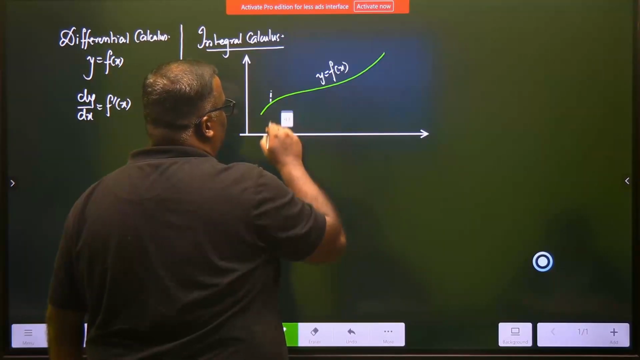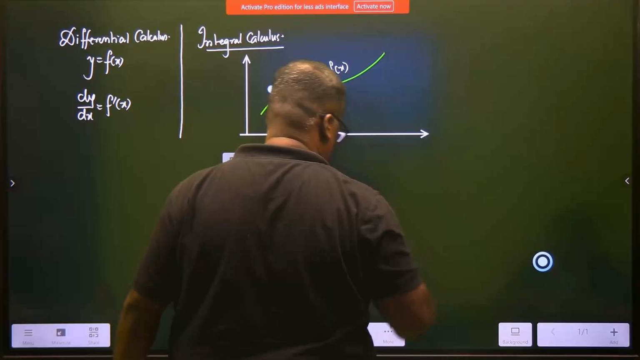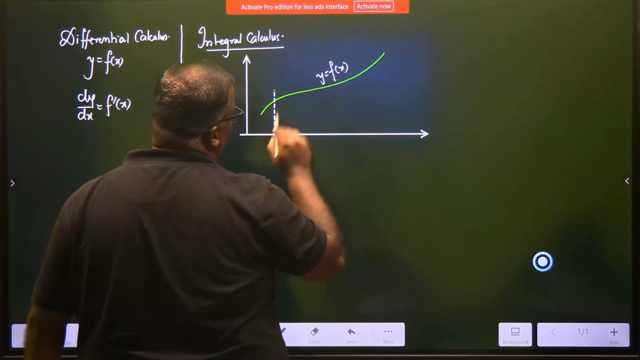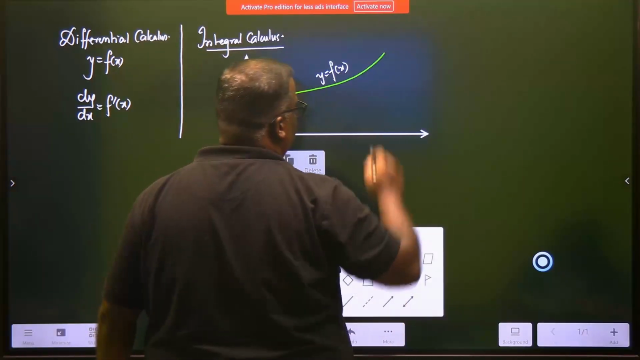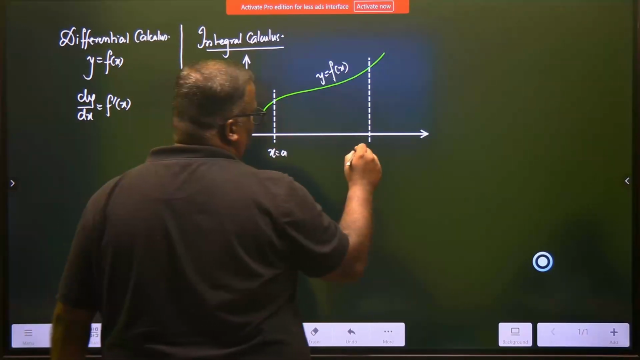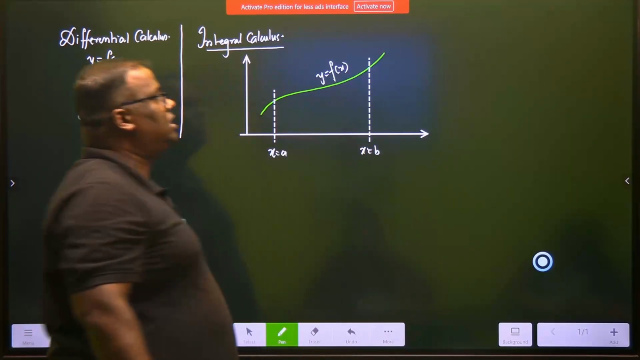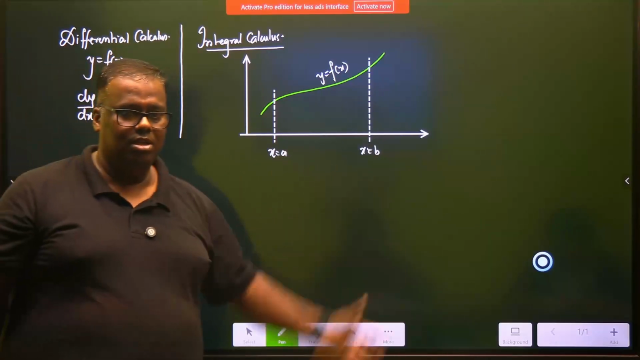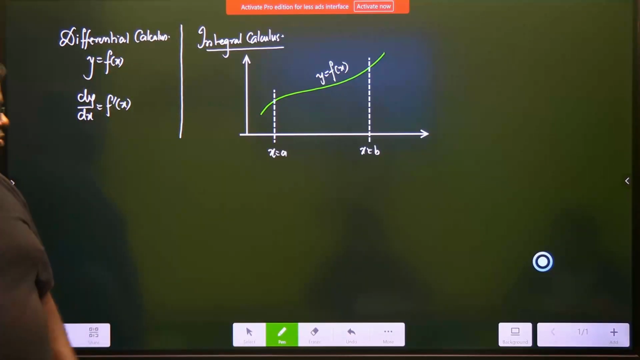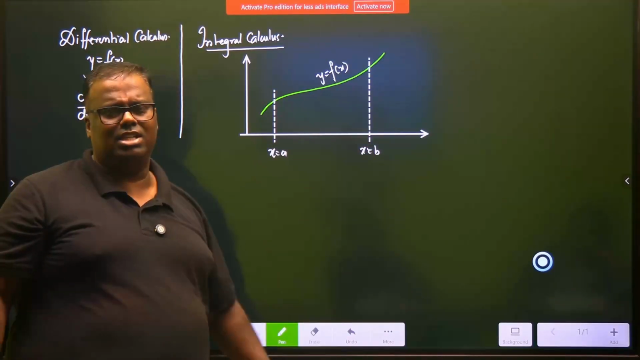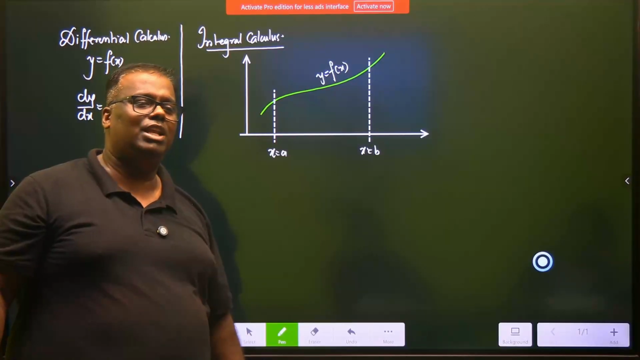Let's say I want to find the area under the curve between these two points. Let's say this is x equal to a, this is x equal to b. I want to find the area under the curve y equal to f(x) for values from a to b, in this interval, or I'll say closed interval [a, b]. Now think, if this curve was a straight line parallel to the x-axis, your job was very easy. You would have just found the area of the rectangle.